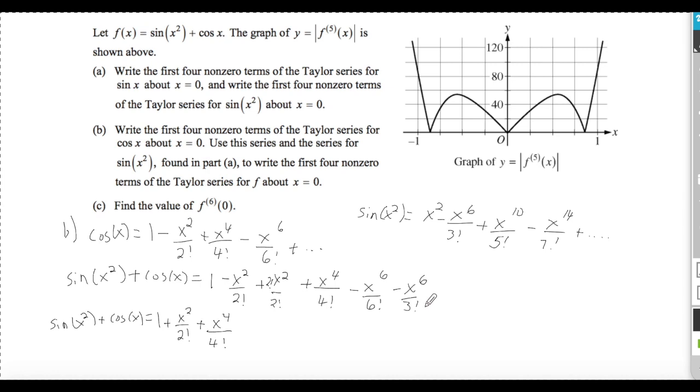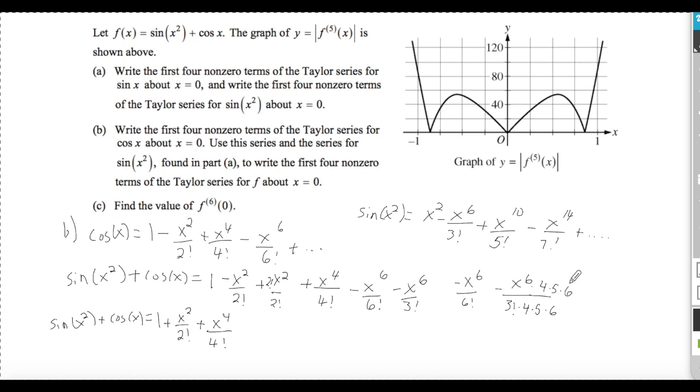If I want to make this a common denominator, I have minus x to the 6th over 6 factorial minus x to the 6th. To get 3 factorial to look like 6 factorial, I need to take 3 factorial and multiply by 4, 5, and 6, right? 4 times 5 times 6. But if I do it down there, I have to multiply it up here too. 4 times 5 times 6.